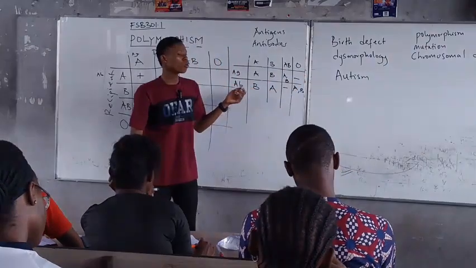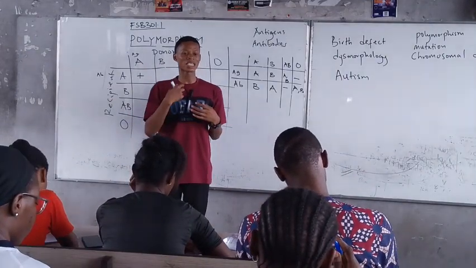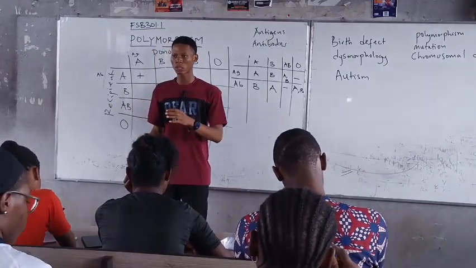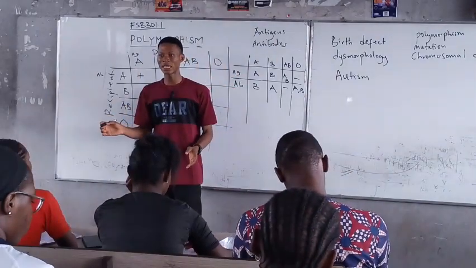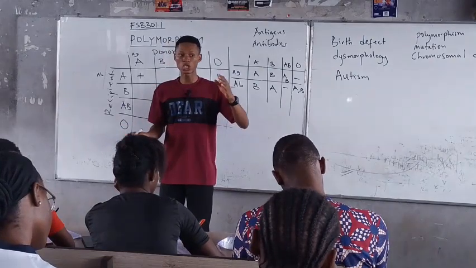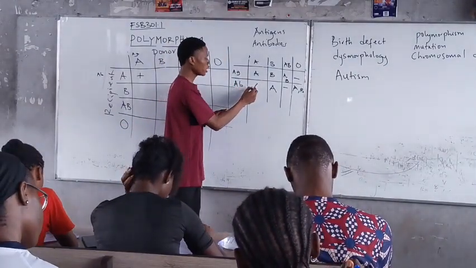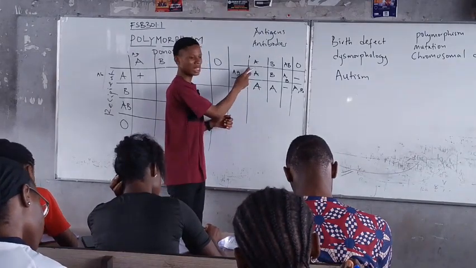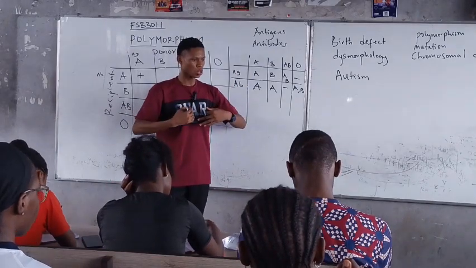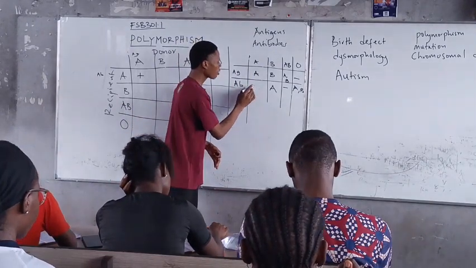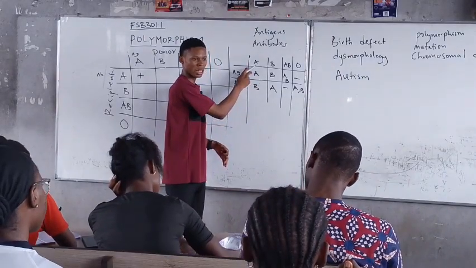Good. Now, we said antibodies are specific in action, right? Meaning antibody A can only fight against what? Antigen A. Antibody B can only fight against antigen B, right? Good. Now, if I put A here, can antibody A fight against antigen A? Yes, right? So you cannot have something that you know will fight against you. But if you have antibody B now, no problem. Antibody B cannot fight against antigen A.